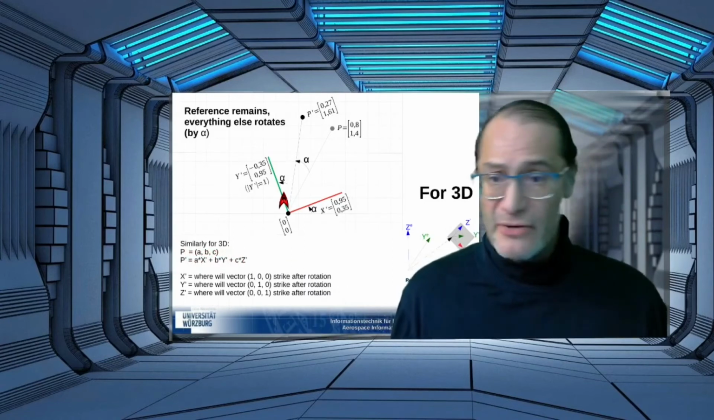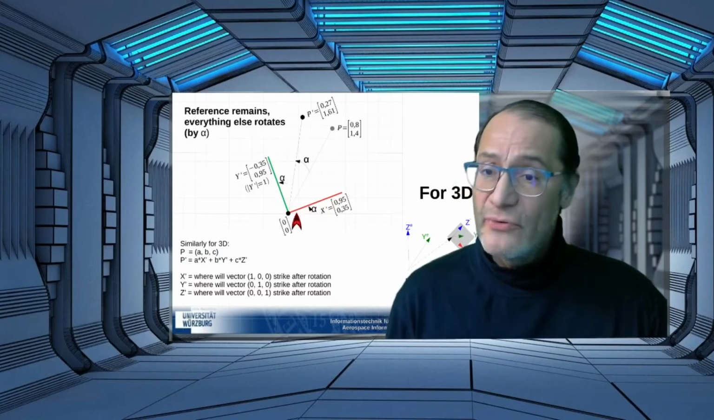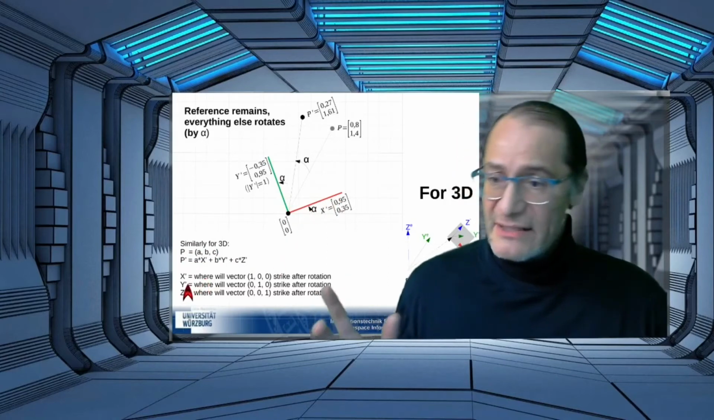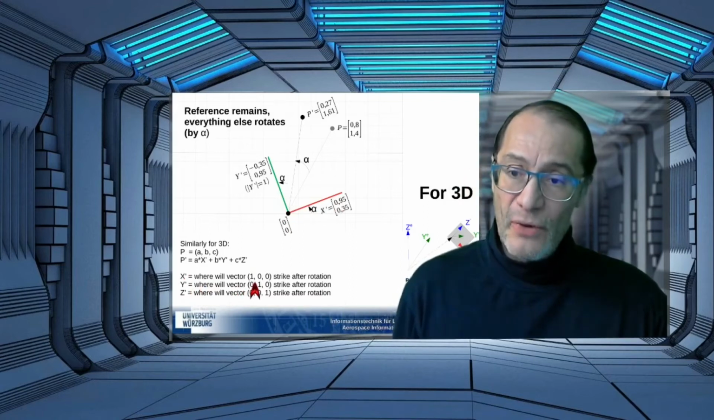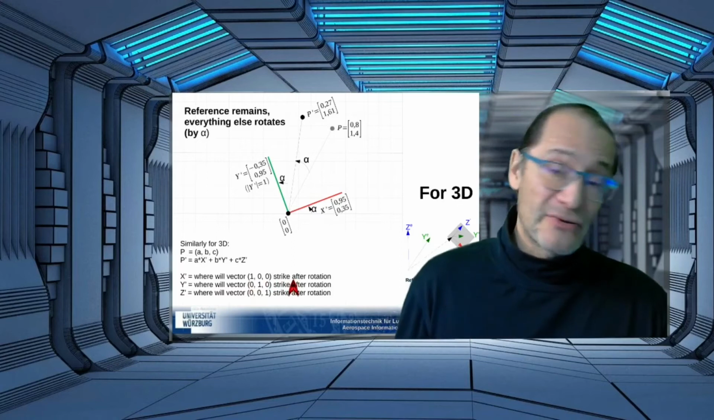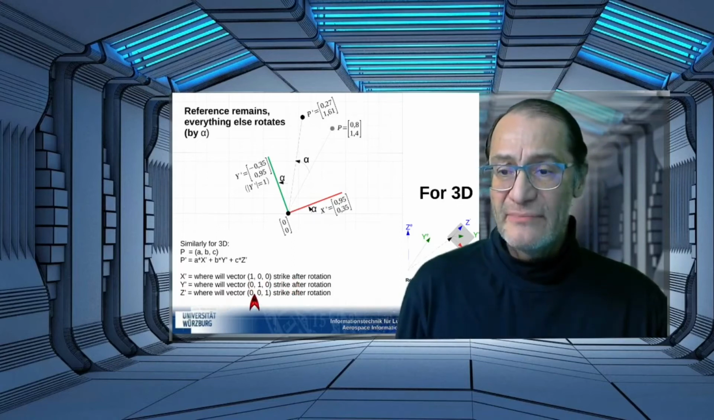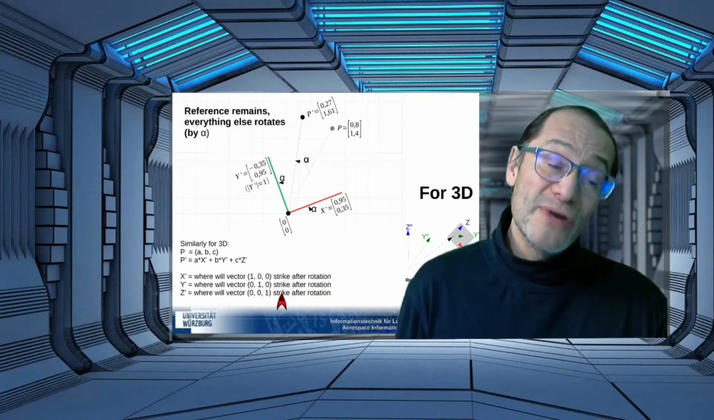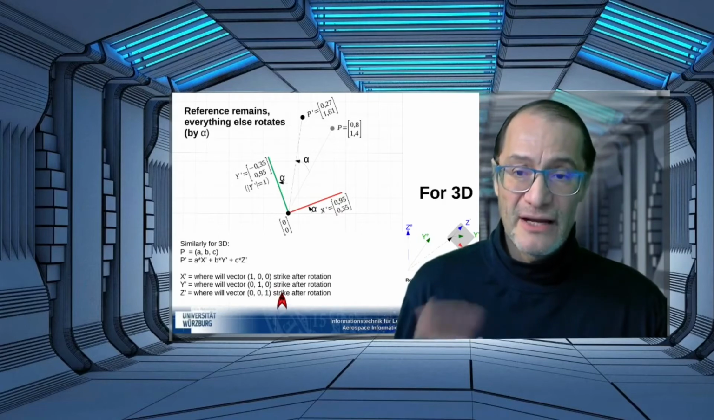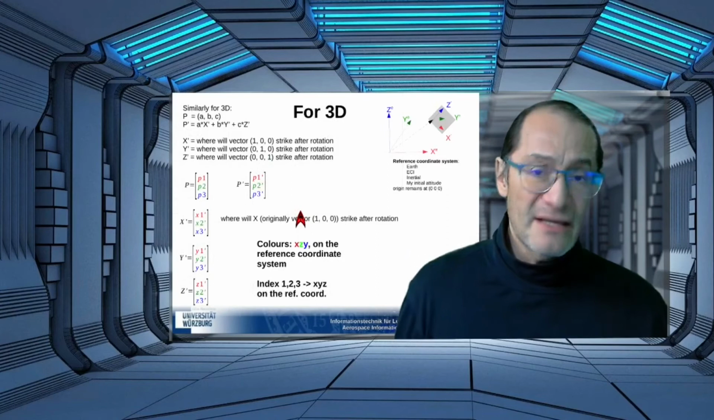In a very similar way. Okay, this is in 2 dimensions. We have to add 1 dimension. Let's do exactly the same. The new x is where the old 1, 0, 0 strikes after rotation. Exactly the same with y and exactly the same with z. The old z was 0, 0, 1. And now I have to see where it will be after the rotation. And this is my body coordinate frame. And the rest will be exactly the same like in 2 dimensions.